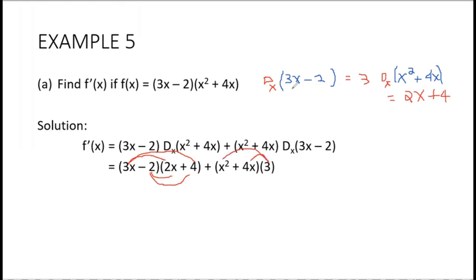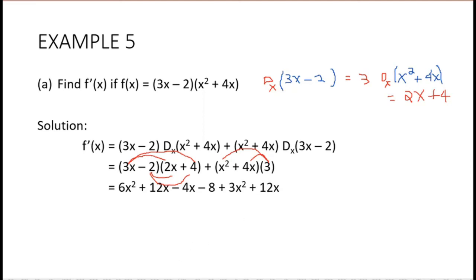Okay, so we have the given result. So 3x times 2x is 6x squared. 3x times positive 4 is positive 12x. Negative 2 times 2x is negative 4x. Negative 2 times 4 is negative 8. Kabila naman, 3 times x squared is 3x squared positive. 3 times positive 4x is positive 12x.